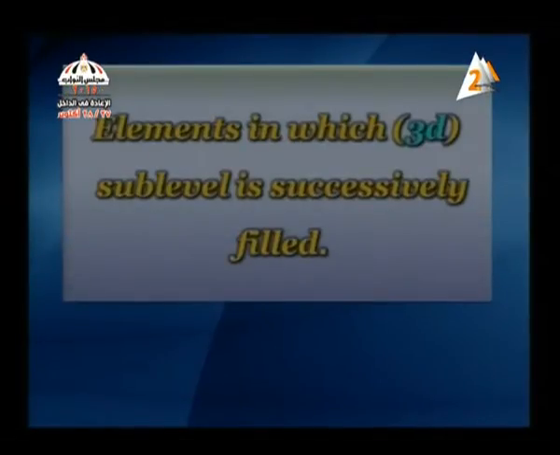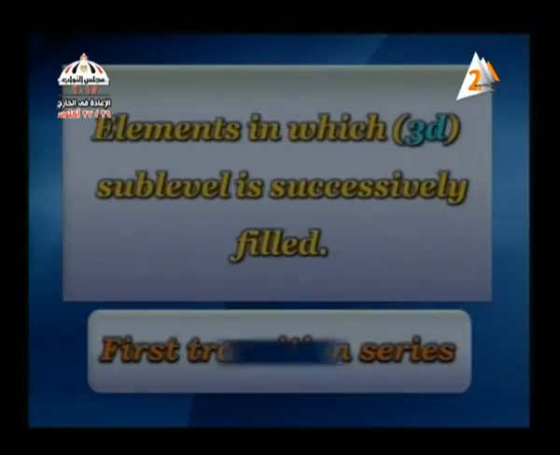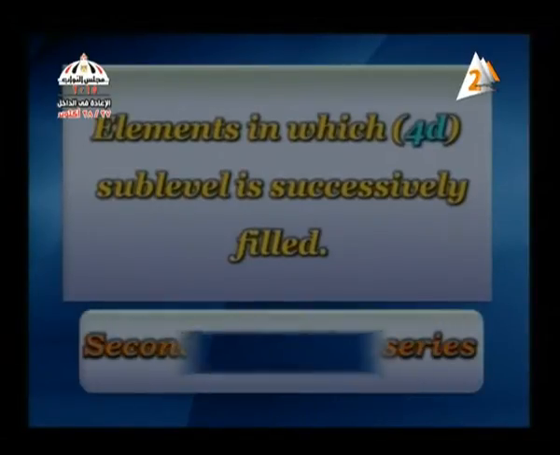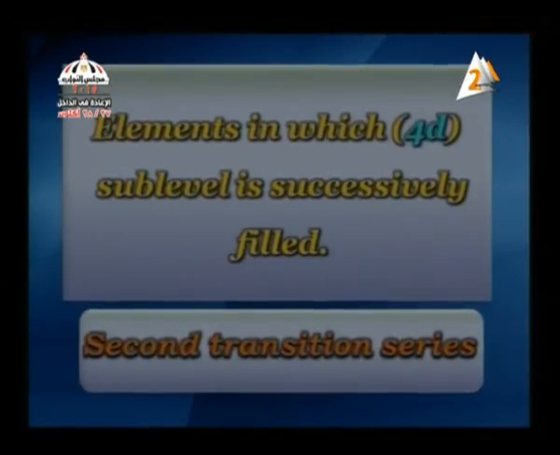Next point: elements in which the 3d sublevel is successively filled. If you think about it, my dear student, yes, it will be the first transition series. Next point: elements in which the 4d sublevel is successively filled. If you think about it, yes, the answer will be the second transition series.